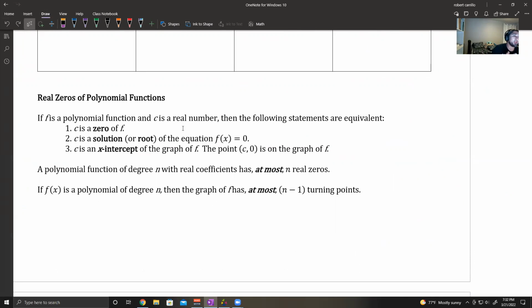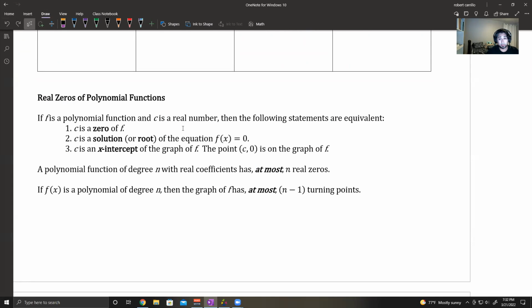This says if f is a polynomial function and c is a real number, then the following statements are equivalent. C is a zero of function f. C is a solution or root of the equation when f of x equals 0, and C is an x-intercept of the graph of f. The point (c, 0) is on the graph of f. Okay, so all this definition is stating is stuff we know already.